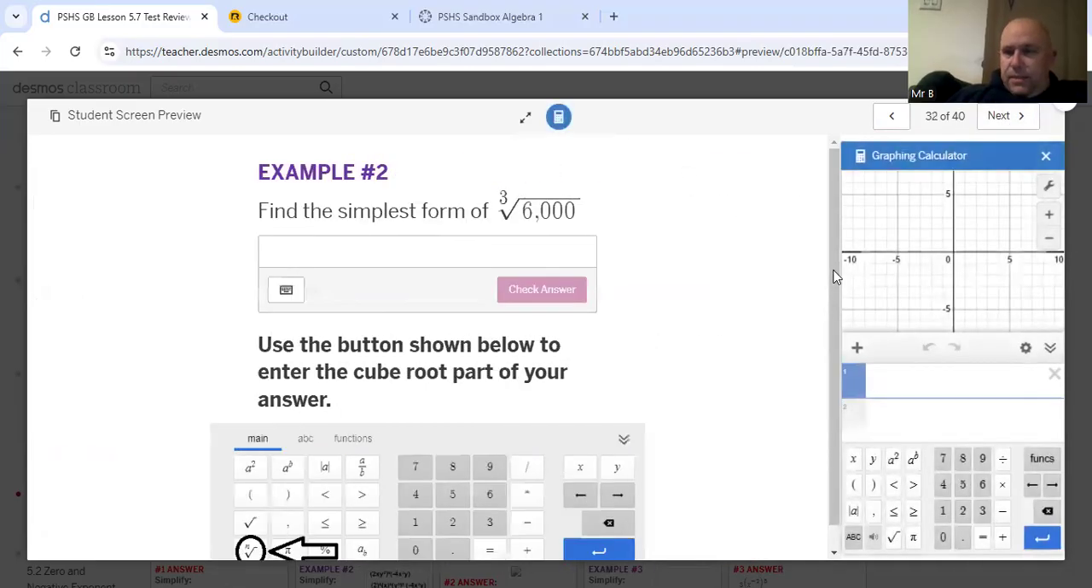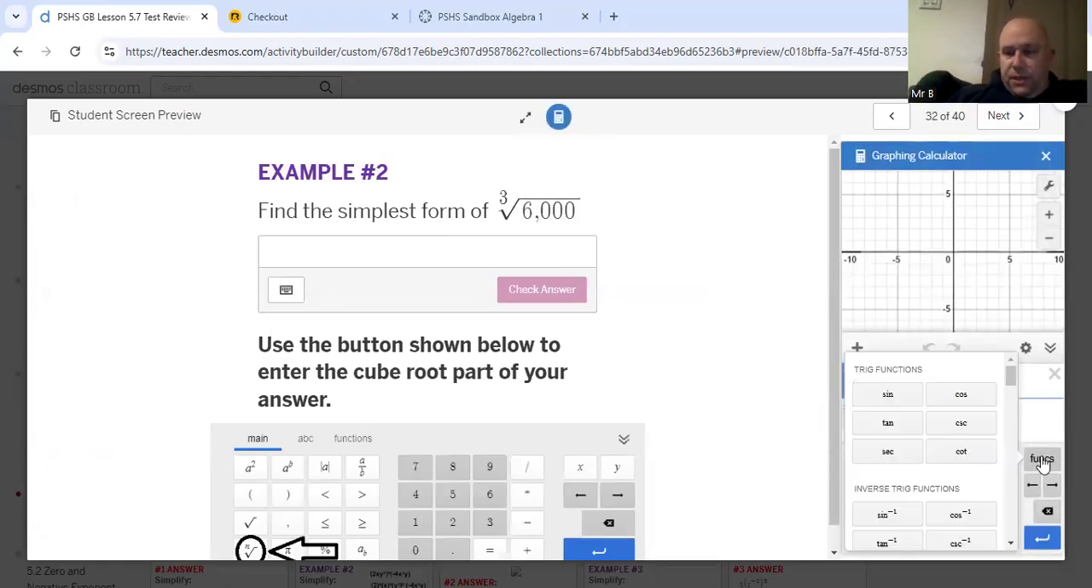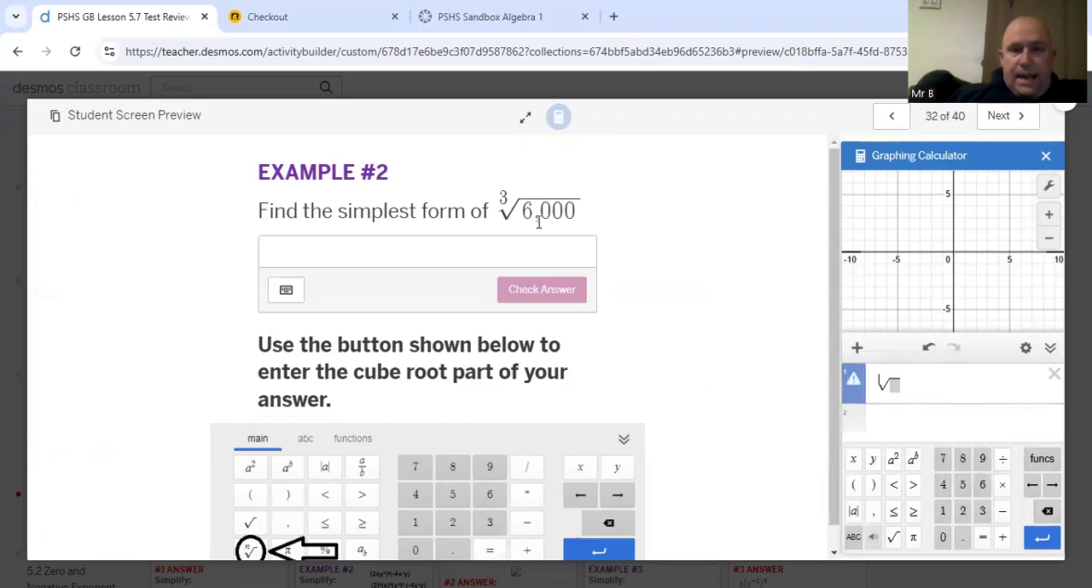All right, this time I'm doing the cube root. So to enter cube roots, you press functions, scroll all the way to the bottom. And although this has a comma in, we do not type in the comma. Otherwise, Desmos will think we're actually doing a coordinate. So I just type in 6,000 without the comma, 18.17. Unfortunately, it's not a whole number, which means I have to keep working.